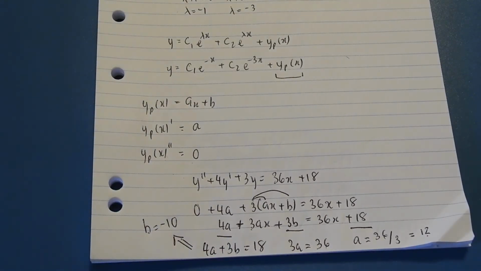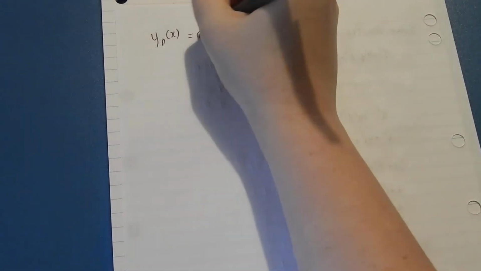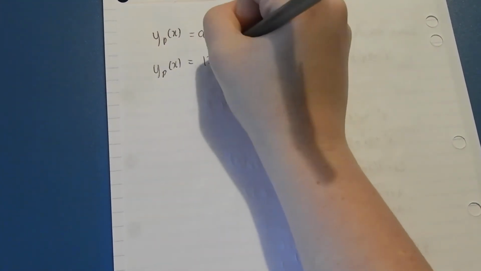Okay, so from that, we know that the particular solution is equal to ax + b, like we wrote earlier, and we know a and b now, so the particular solution is 12x - 10.